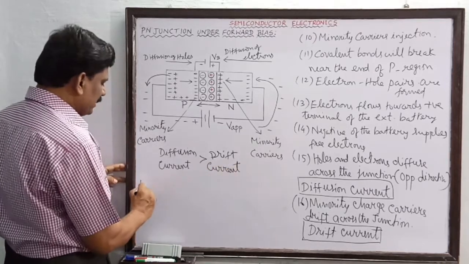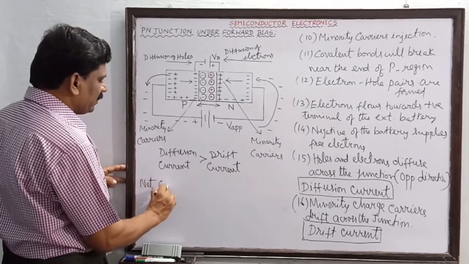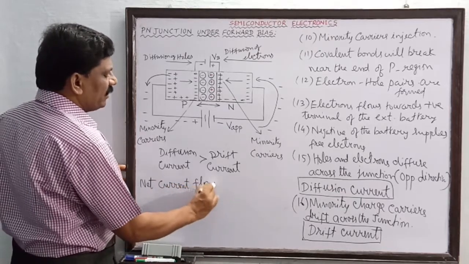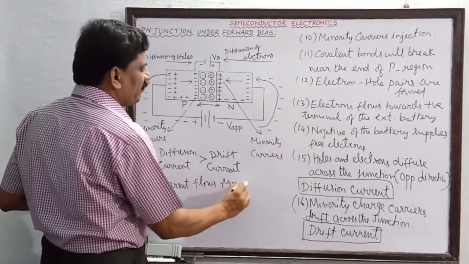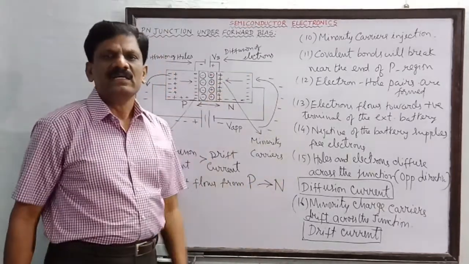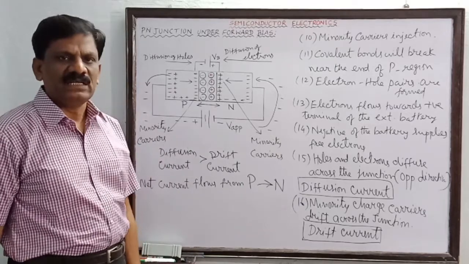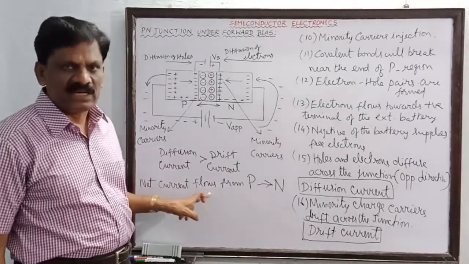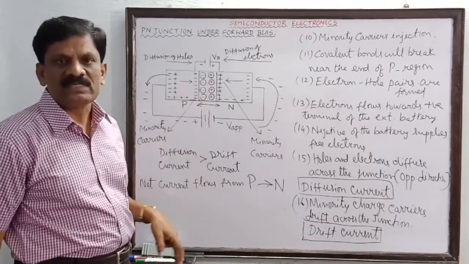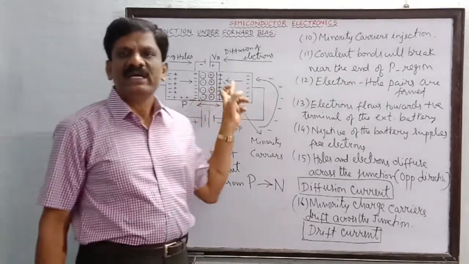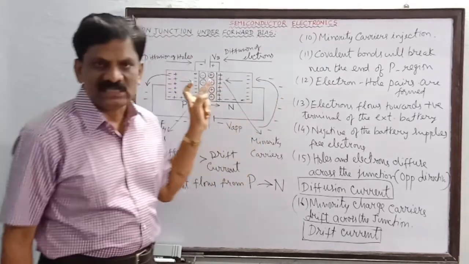And the net current flows from the P region to the N region inside the PN diode or PN junction. Okay. So the net current, which is the conventional current, that is the flow of holes. The net flow of current is from the P region towards the N region inside the junction.